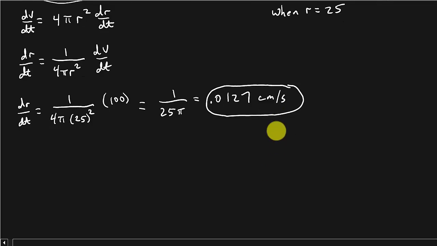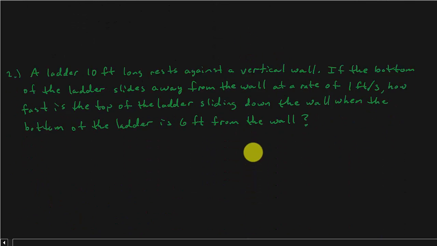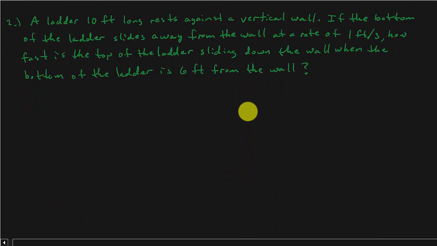All right, so let's look at the next problem. It says a ladder 10 feet long rests against a vertical wall. If the bottom of the ladder slides away from the wall at a rate of 1 foot per second, how fast is the top of the ladder sliding down the wall when the bottom of the ladder is 6 feet from the wall? All right, so the best thing to do here is draw a picture. So let's draw a picture.